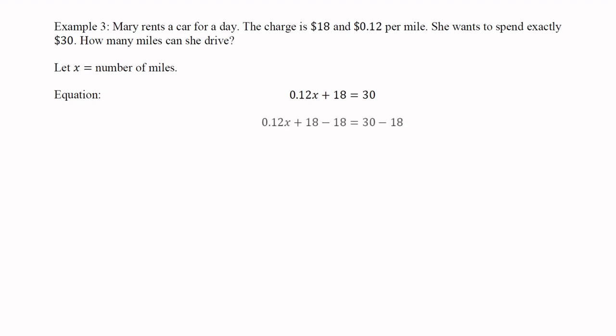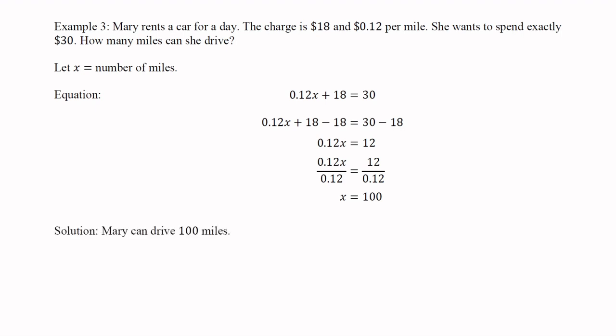So now we subtract 18 from each side, and then we divide each side by 0.12 to get our final answer of 100. So our solution is Mary can drive 100 miles.